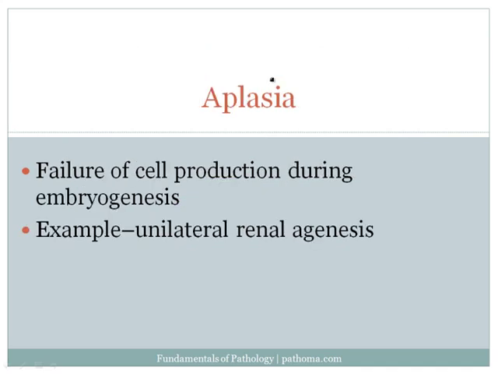A couple more quote-unquote plasias that we should discuss. They're not really growth adaptations, but I threw them in here because they fit well with the discussions that we've been having. The first is aplasia. A means without, and plasia means growth. And this is a failure of growth of cell production or organ growth during embryogenesis. The classic example is unilateral renal agenesis, where a patient fails to develop one kidney during embryogenesis.